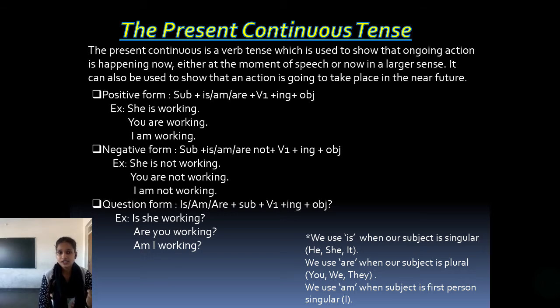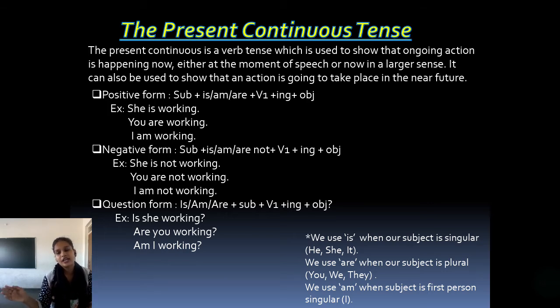Now let us read about the next tense, the present continuous tense. The present continuous is a verb tense which is used to show that an ongoing action is happening now, either at the moment of speech or now in the larger sense. It can be used to show that an action is going to take place in the near future. So when we use present continuous tense, we are talking about an action that is going on. Like I am teaching you right now, so the action is going on, then I will use the present continuous tense, right now, or an action which is going on in this period also.